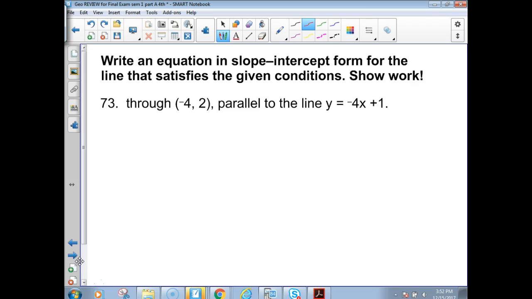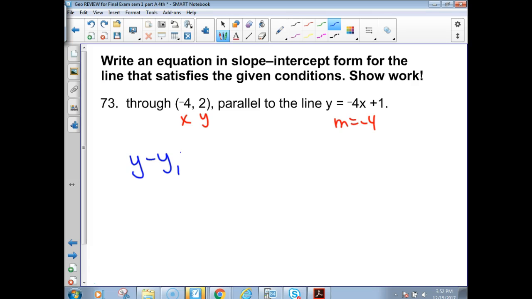73, write an equation in slope-intercept form for the line that satisfies the given conditions. Through this point, that's an x and a y, parallel to a line y equals -4x plus 1. This has a slope of -4. Parallel lines have the same slope. So the line we're going to write has a slope of -4.